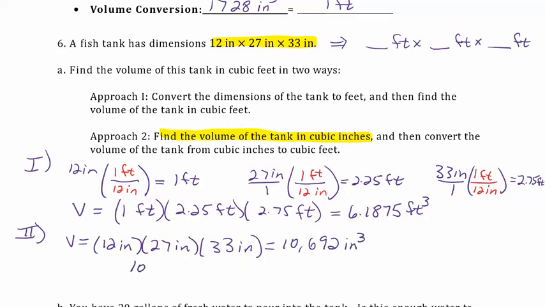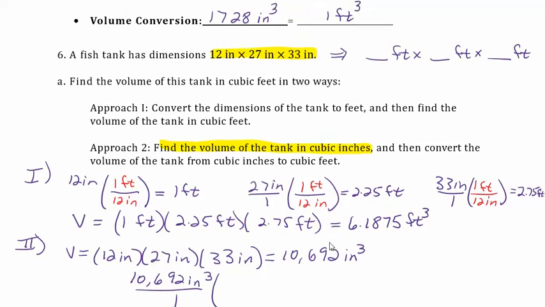So now we want to convert 10,692 cubic inches into cubic feet. So we're going to use this volume conversion factor up here, this guy. Or we could write out the length one 3 times. But let's just use this one. So I'm going to put cubic feet in the numerator and cubic inches in the denominator, so I can cancel those cubic inches. 1,728 cubic inches.